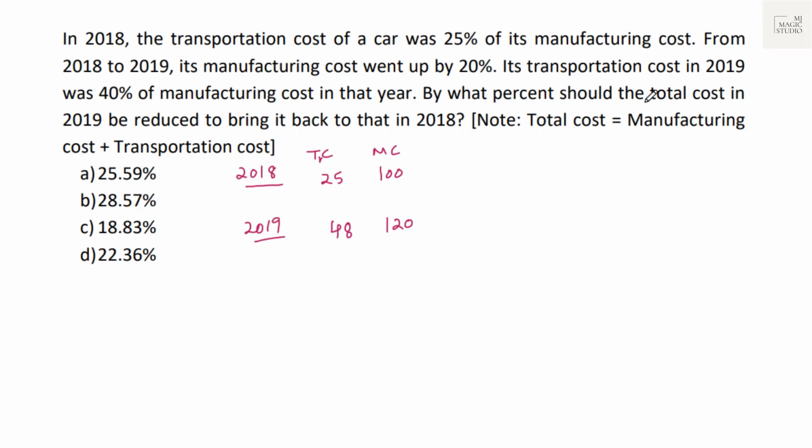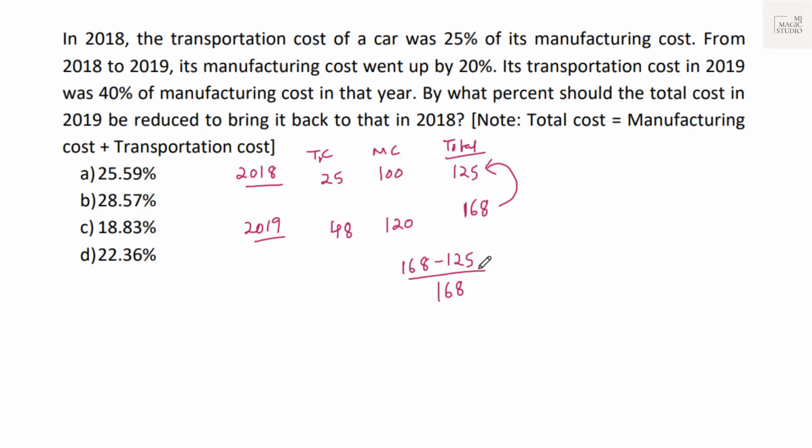By what percentage should the total cost in 2019 be reduced to bring it back to 2018? Total cost is manufacturing cost plus transportation cost. So total cost for 2018 is 125 and 2019 is 168. By what percentage should this 168 be reduced so that it comes to 125? It is 168 minus 125 divided by 168.